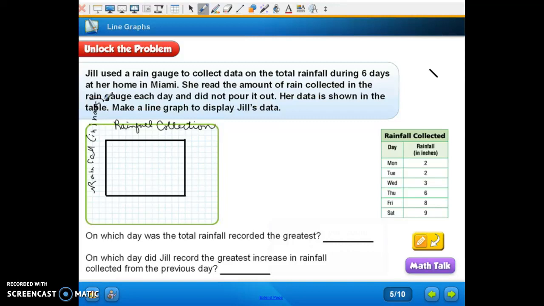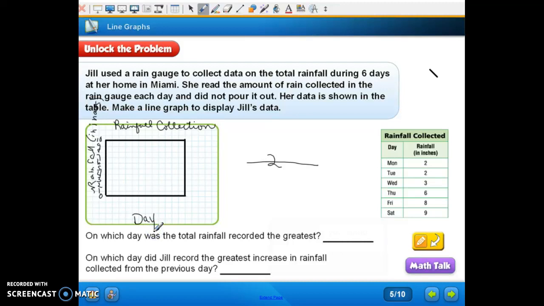It says rainfall in inches. And then we're going to put our numbers. Your 0 is going to go on this line right here. And then 1 on the line just above it. 2, they should be straddling the line. If this is your line, your number should be like that on it. 3, 4, 5, 6, 7, 8, 9, and 10. Okay, then along the bottom we're going to label it day.